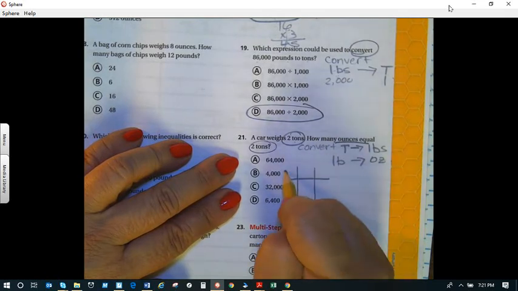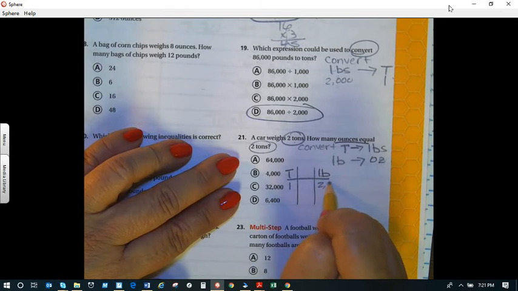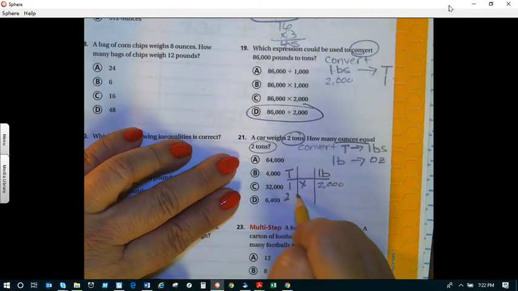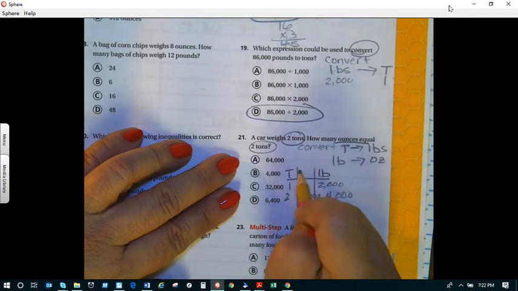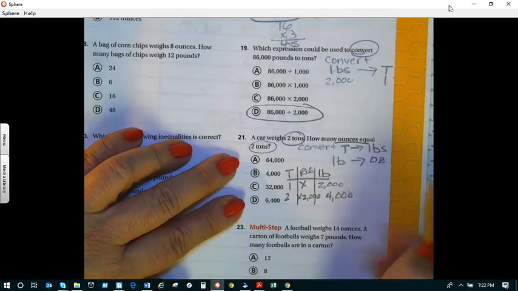I already said tons to pounds. I know that 1 ton is equal to 2,000 pounds. I had to multiply by 2,000. So 2 times 2,000, it's equal to 4,000 pounds. That was my rule. All right, so now I'm going to go over here.